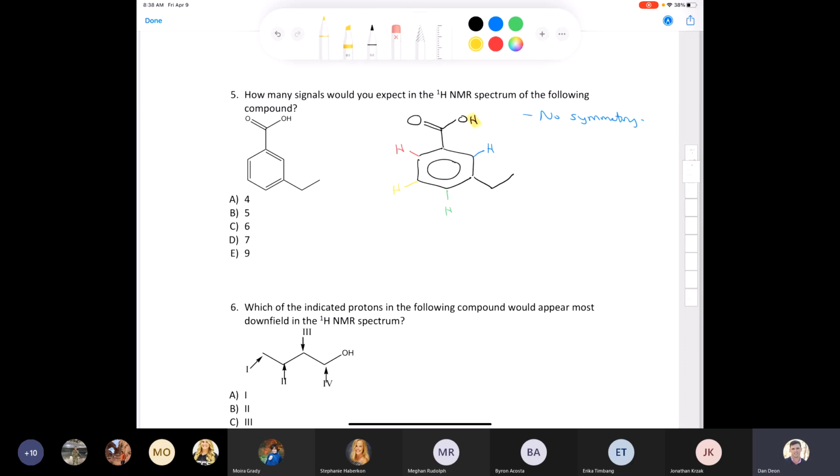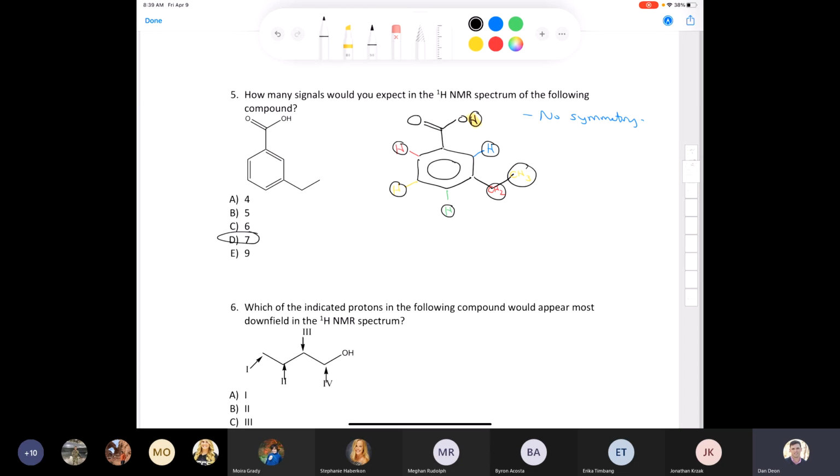And then I have an ethyl group over here. And so this methylene, those 2 protons are going to give one signal. They're going to give you a quartet. And then this methyl group here is going to give you a triplet. And so I have a total of, let's count them. We have 1, 2, 3, 4, 5, 6, 7. The answer is we end up with 7 signals.